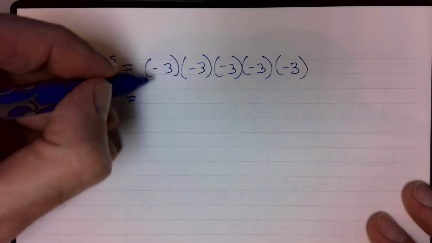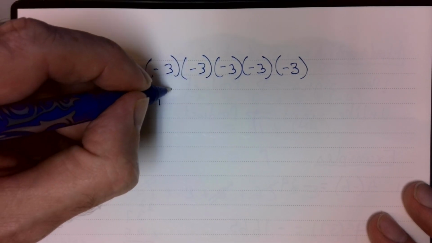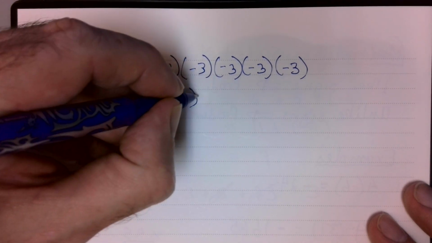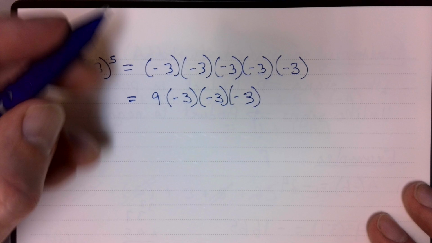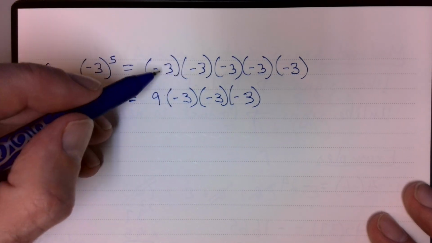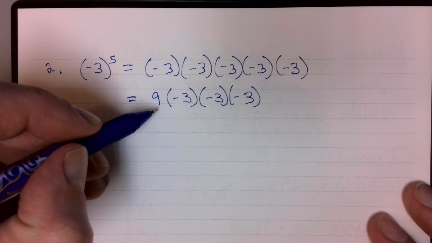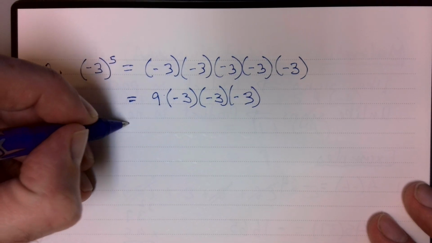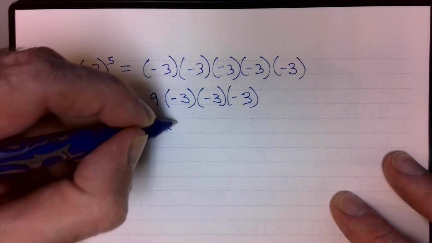All right, so first 2 factors of -3 multiply together to be a +9. Remember, we're following our sign rules. These 2 guys have like signs, the same sign, so the result will be a positive number. And now we just keep going down the line here. These 2, -27.